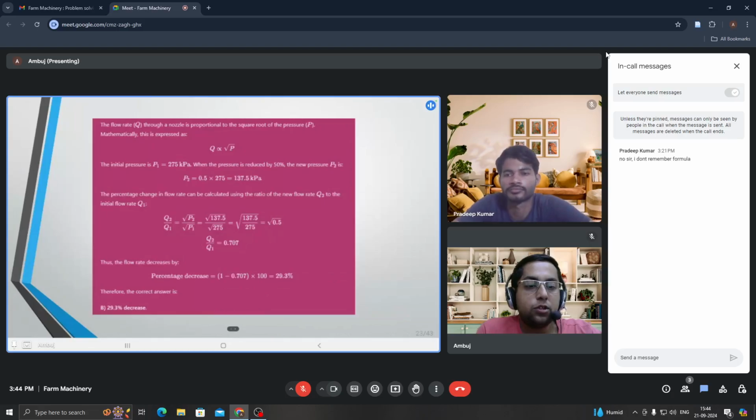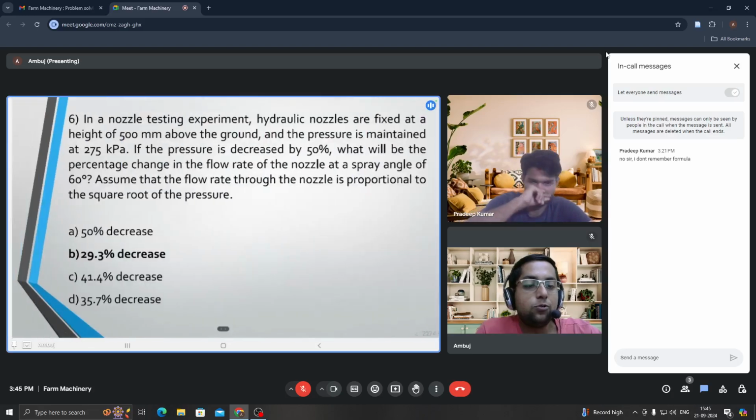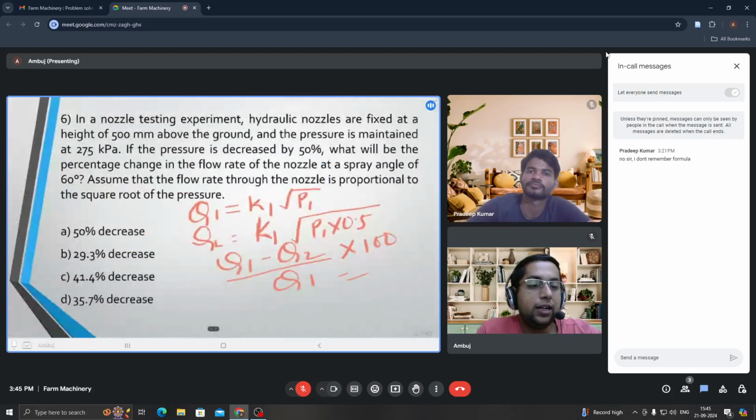Q is directly proportional to root of P. That I have told you initially. Then P2 would be, P1 has been given as 275 kilopascal, P2 would be equal to 0.5 of 275. You need not calculate anything because everything has been done here. Initially you will see that everything will get cancelled out, so no need to calculate.